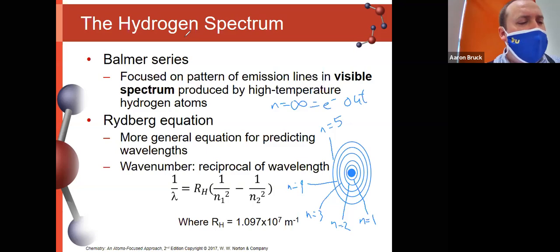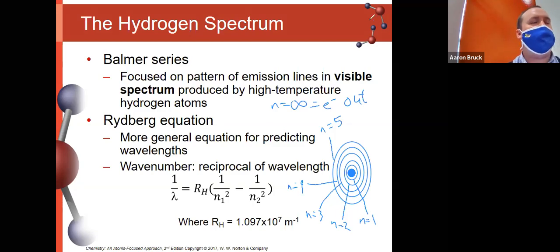Now, what the Rydberg equation does is it helps us predict something called a wave number. Wave numbers are nothing complicated. They are just applications of the reciprocal of a wavelength, 1 over wavelength. So wave numbers are given in units of meters to the -1, or 1 over meters. To find the wavelength, we just take the reciprocal of the wave number.